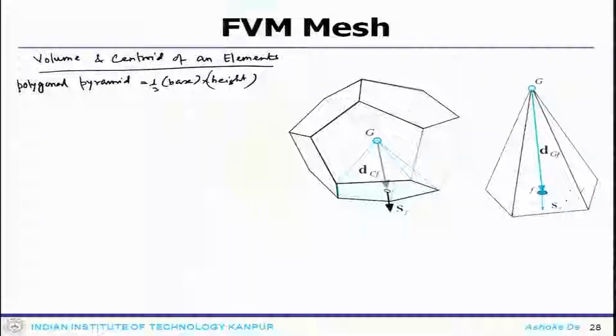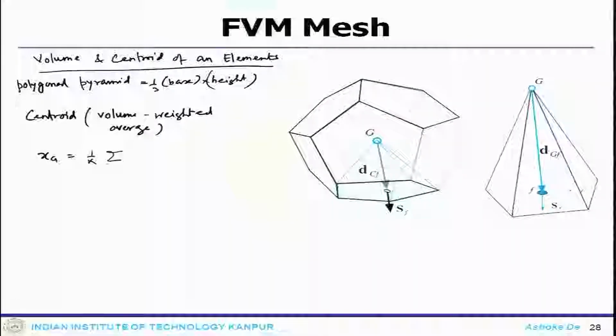So, now for centroid calculation, you get the volume weighted average. Since it is a 3-dimensional element, you get a volume weighted average. So, my centroid would be 1 by k summation of i from 1 to k x i. This we have already seen, so exactly the same equation we will use.